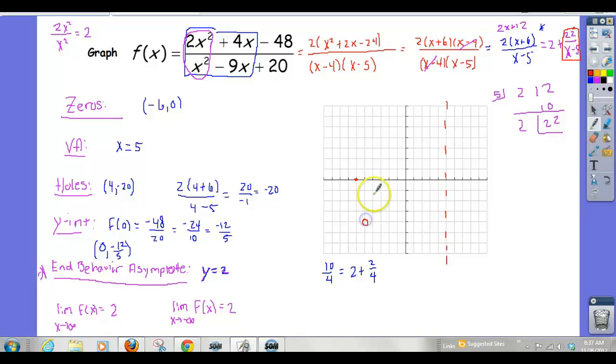Now I got my hole in there. Whoops. The hole's at 4, negative 20. Sorry. 4, negative 20. So there's my hole. And my y-intercept is at 0, negative 12/5, which is like negative 2.4. So that's roughly here, because remember that's a 5 now since I had to plot that point. End behavior asymptote at y equals 2, so I have to make that like this now, just because of my scale.